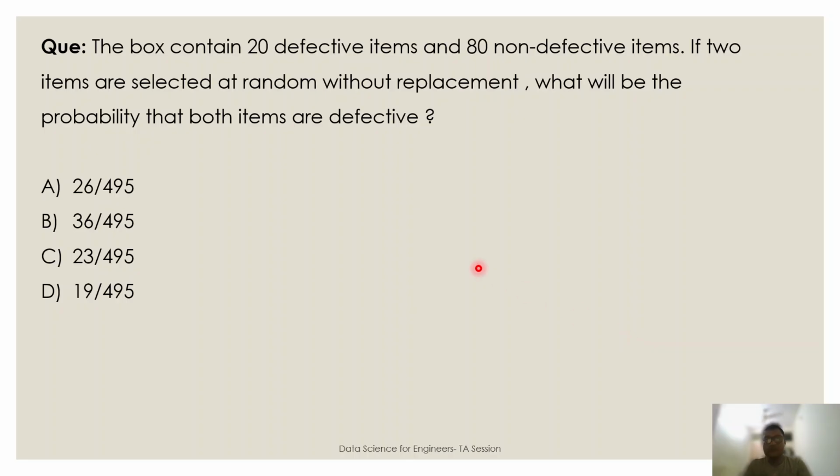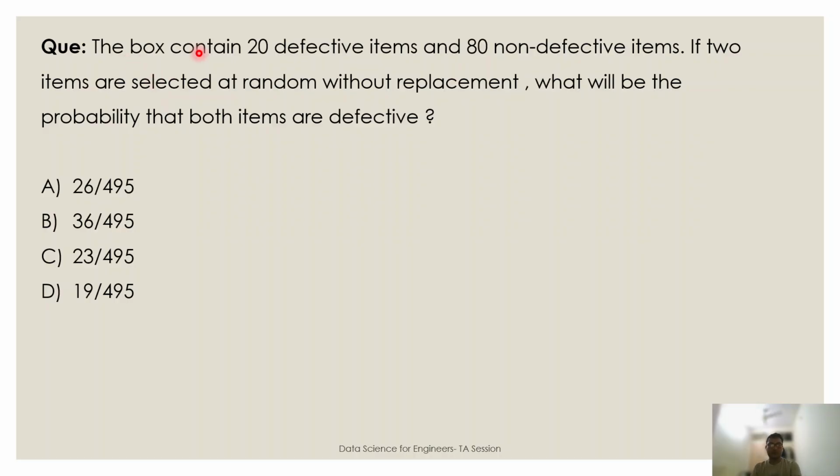So moving towards the question, these kinds of questions with defective and non-defective pieces are generally asked in the exam. The box contains 20 defective items and 80 non-defective items. If two items are selected at random without replacement, what will be the probability that both items are defective? This is like the ball example we saw; you can solve it the same way. In that case we had red and blue balls, here we have defective and non-defective.